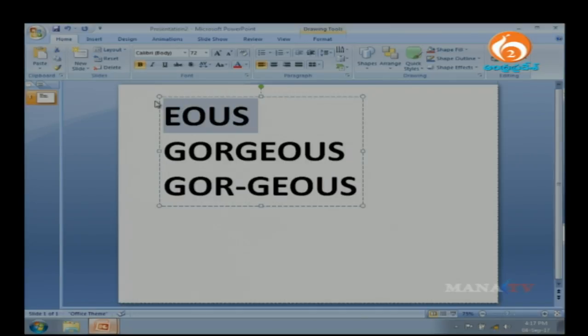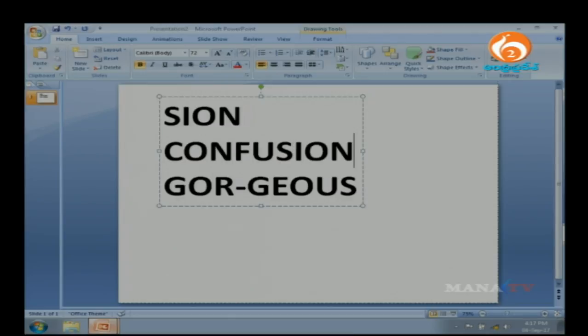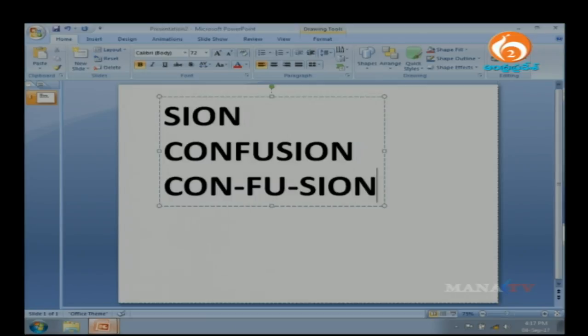SION. For example, the word confusion. How many syllables do we have? Confusion. The rule says the stress should be on the second last, hence I will pronounce this as confusion. Even if I have a word which could have just two syllables, even then I will stress on the second last syllable.